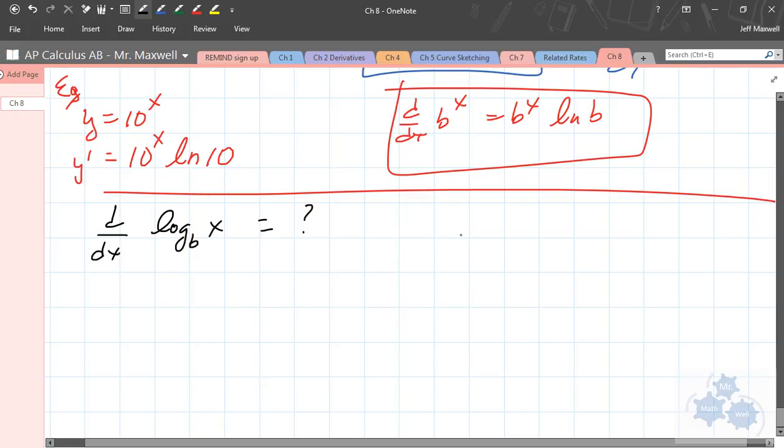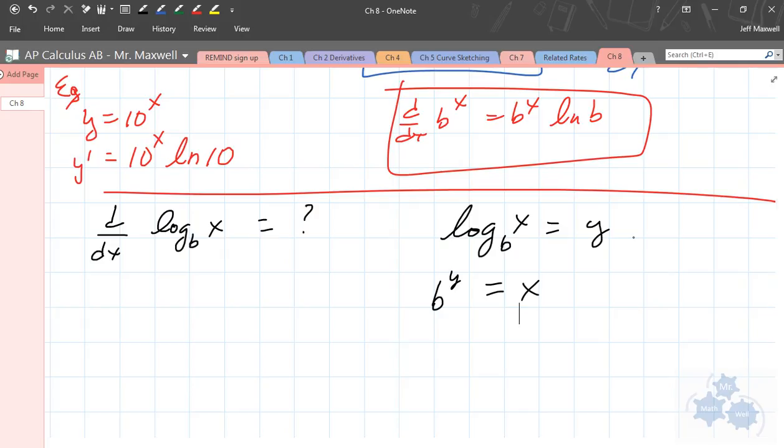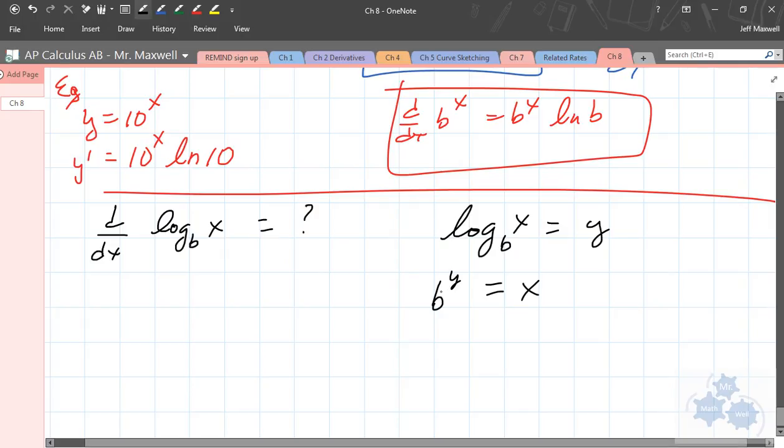So if we start off with log of x base b equals y, then this can be written as b to the y equals x, right? So logarithmic to exponential. We're going to try to find y prime here. If I took the derivative of both sides, what would I get? On the right side, what's the derivative of x with respect to x? 1. What's the derivative of b to the power of y?